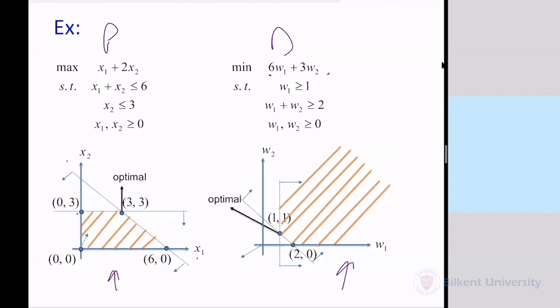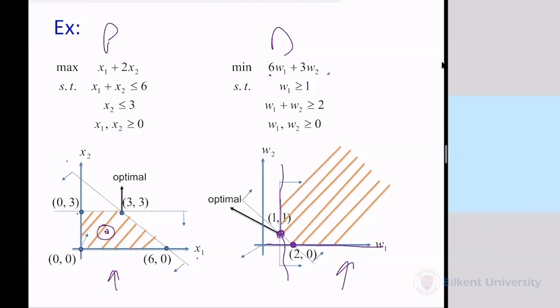W1 is at least like this. We have this constraint, we have non-negativity, and this is our optimal solution. These are the corner points for my dual problem, right? Okay, let's see how the theorem works. It says pick a feasible solution in here. This is a maximization problem.